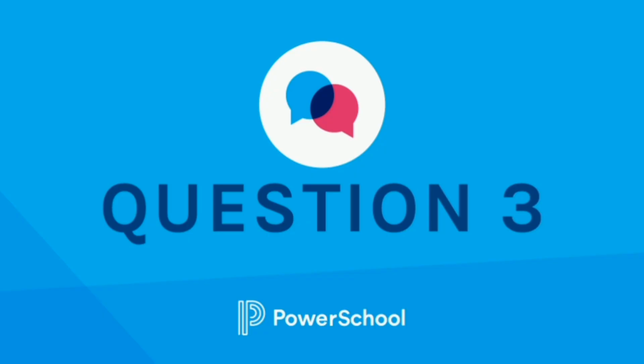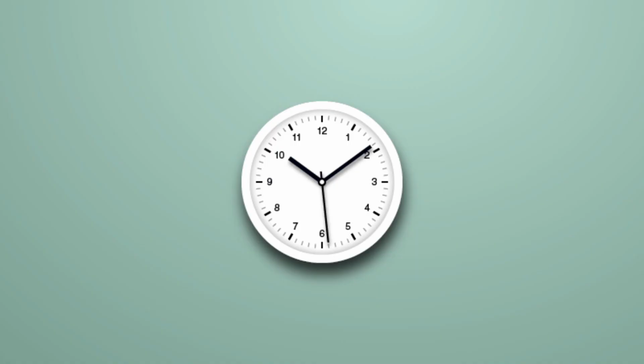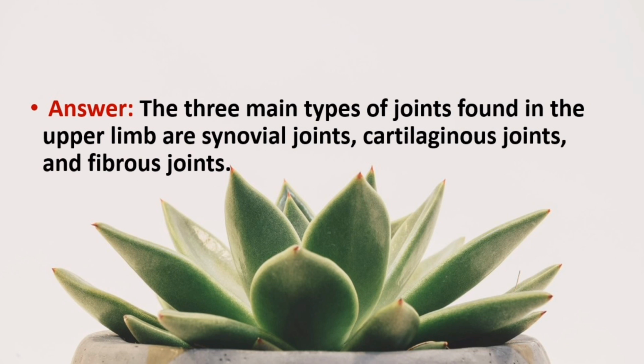Question 3. What are the three main types of joints found in the upper limb? The three main types of joints found in the upper limb are synovial, cartilaginous and fibrous joints.